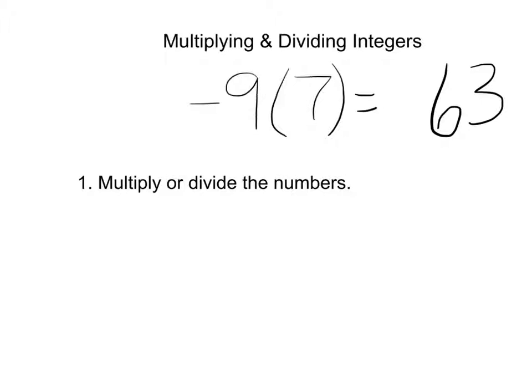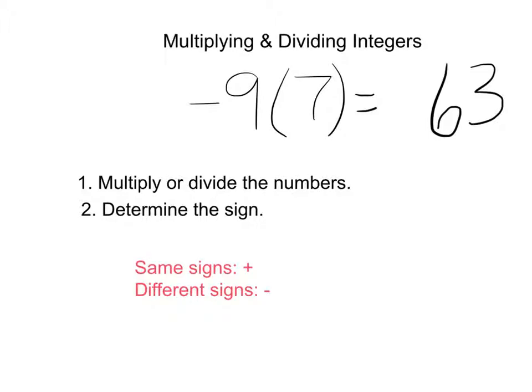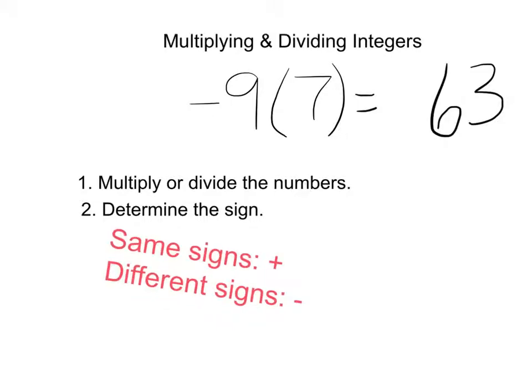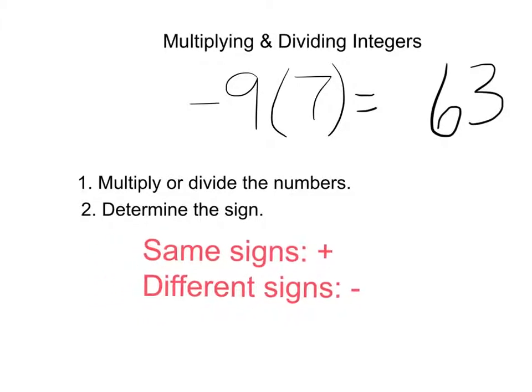So that's step 1. The next thing that we're going to do is we're going to determine the sign of the number. And the way you do that is very different than it is in addition and subtraction. The way that you determine the sign is that you look and see if they have the same sign or different signs. If they have the same sign, the answer is going to be positive. If they have different signs, then the answer is negative.